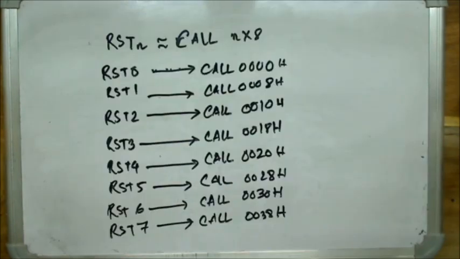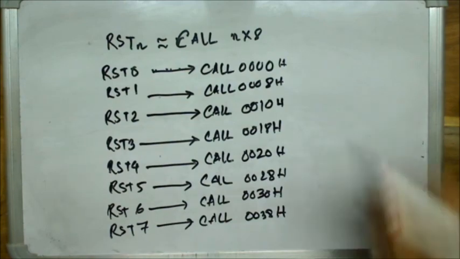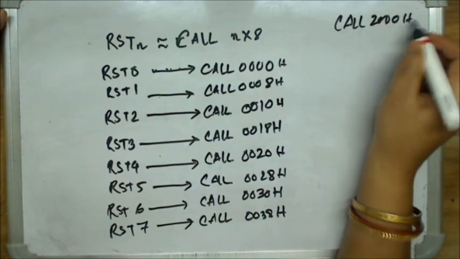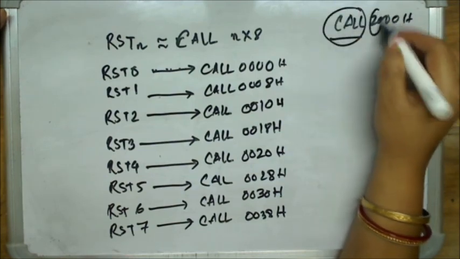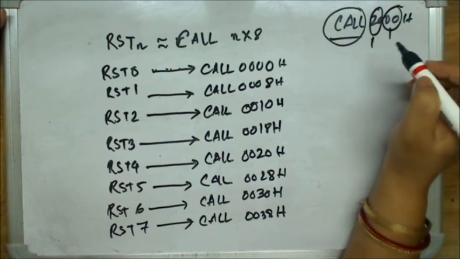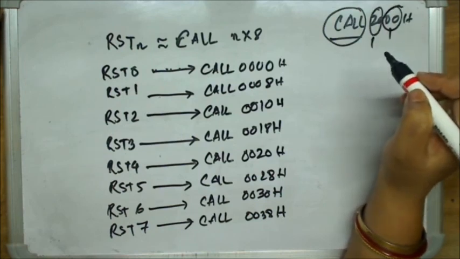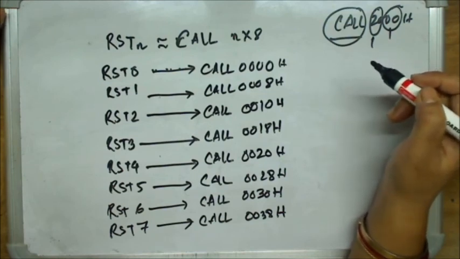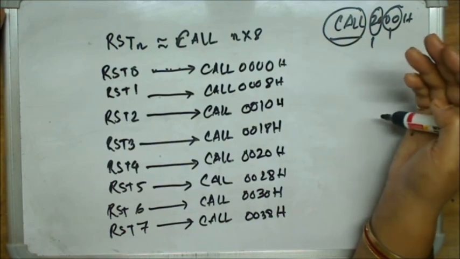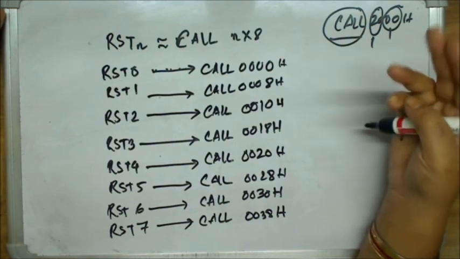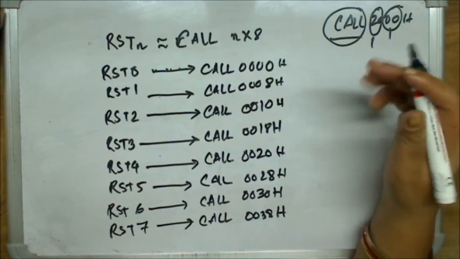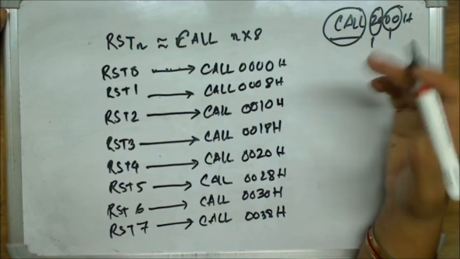Now, call 2008 is a 3-byte instruction. 1 byte for the opcode, 1 byte for the higher byte, 1 byte for the lower byte. So every time you need to call a subroutine, you need to use a 3-byte instruction. Now there are some functions which are to be called all the time.